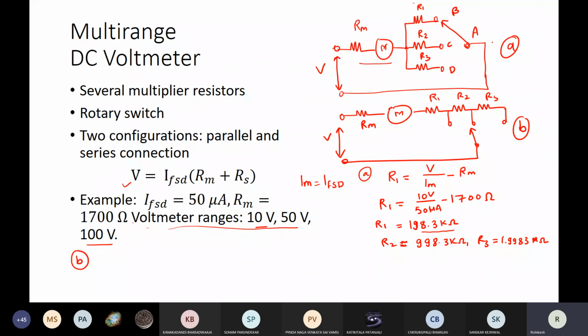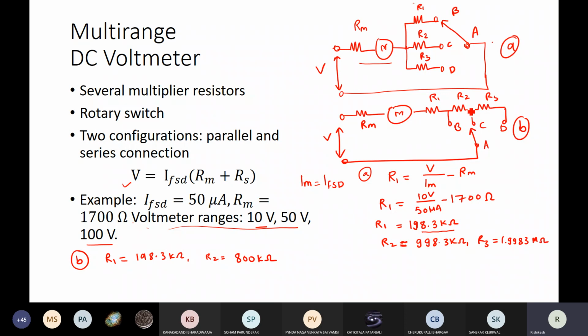Configuration B. So in configuration B, when the switch is in position B, the calculation remains the same, right? So R1 is still 198.3 kilo ohm. What about R2? 800 kilo ohm, right?